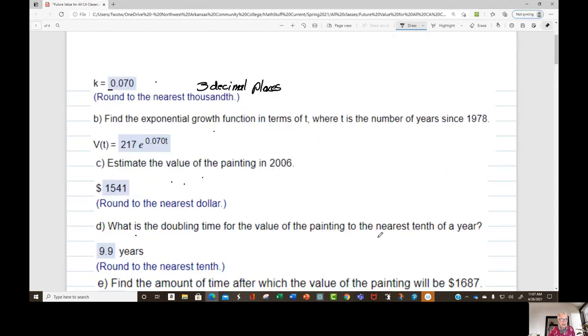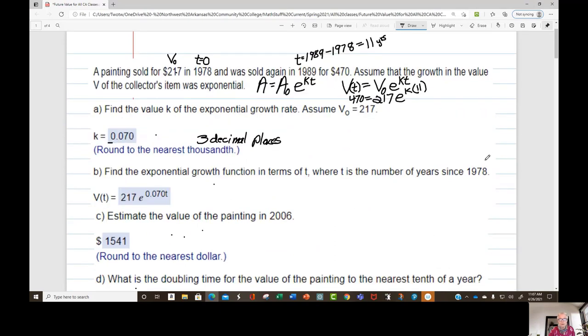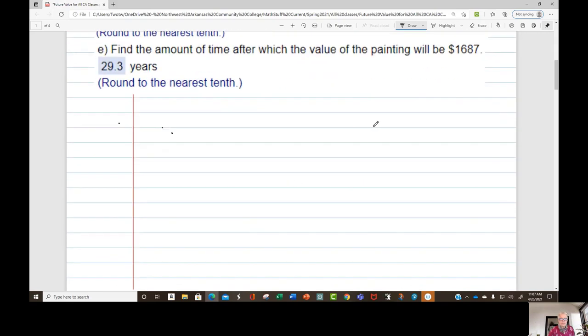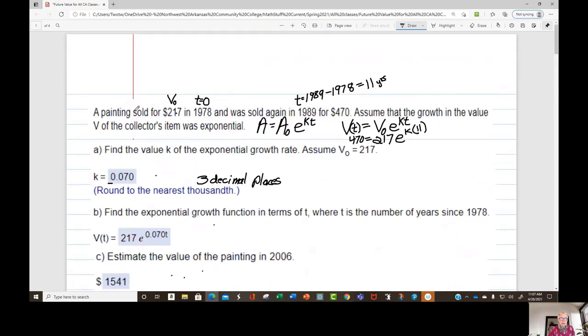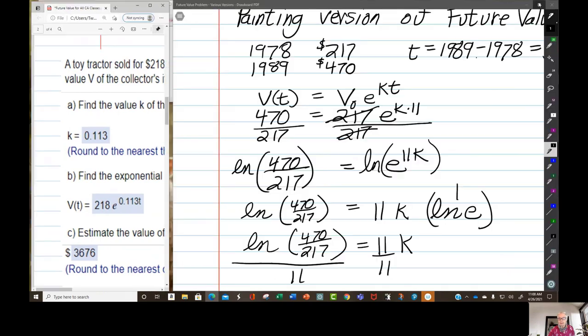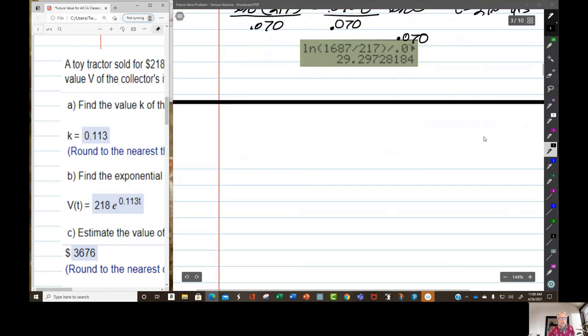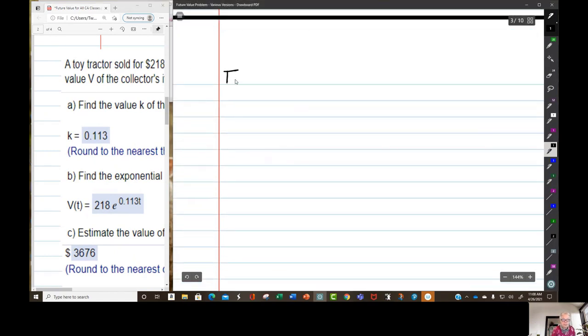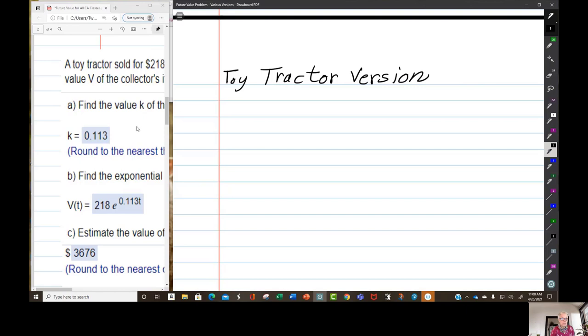Let's go back and look at it and ask, is there anything you'd like me to go over again? Okay, then we're going to do another version of this same problem. This was the painting version. This is the toy tractor version. People will collect anything. Toy tractor version of the future value problem.